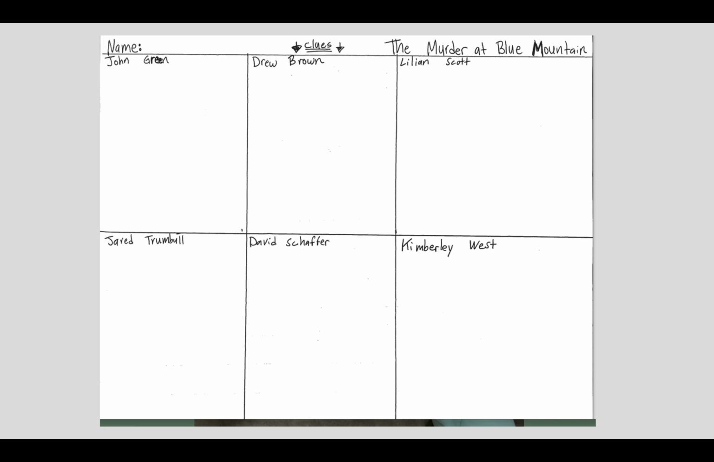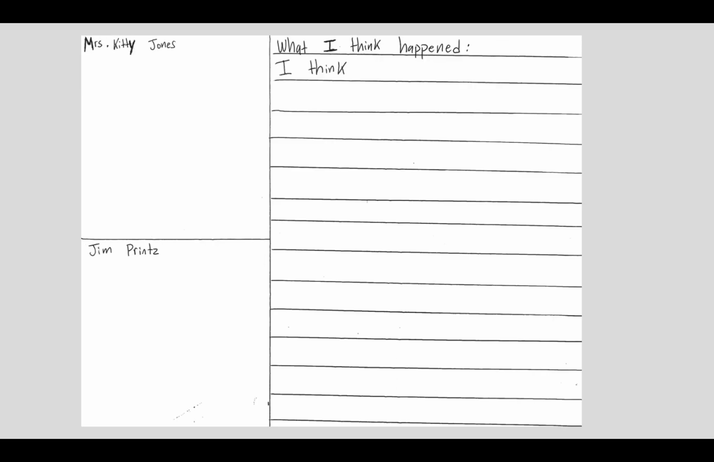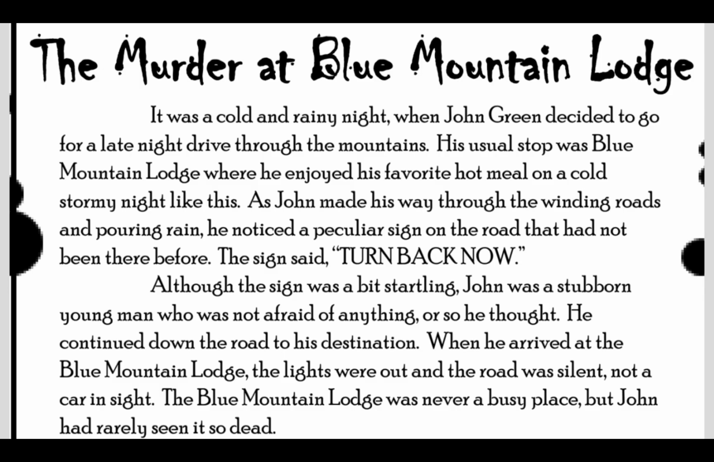So our suspects are John Green, Drew Brown, Lillian Scott, Jared Trumbull, David Schaefer, Kimberly West, Mrs. Kitty Jones, and Jim Prince. We have to solve who killed Miss Peabody, who's the killer, who's the murderer, who's responsible. And we have the clues that we have to put together in order to solve this crime. So fourth graders, let's play detectives and solve this mystery. The murder at Blue Mountain Lodge.